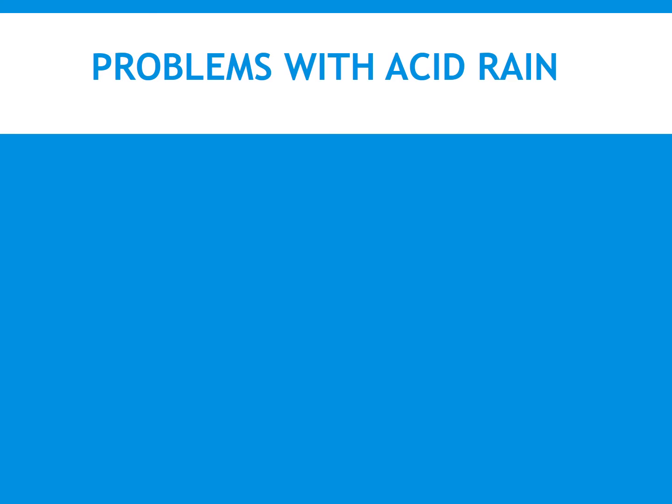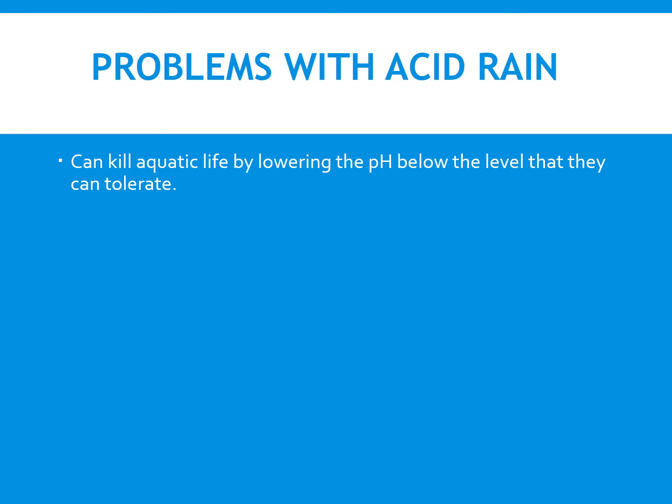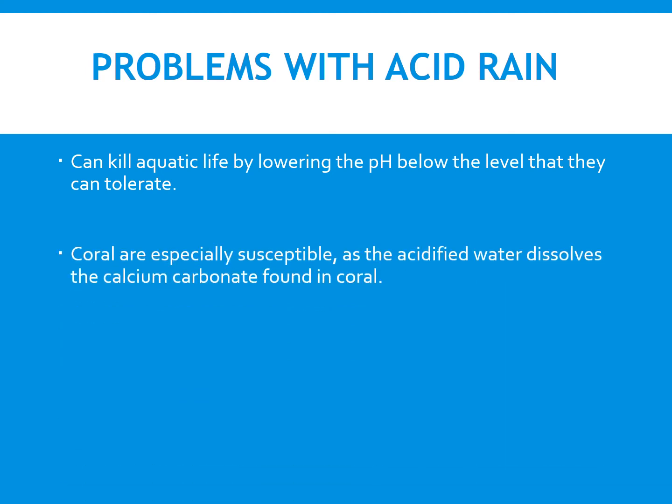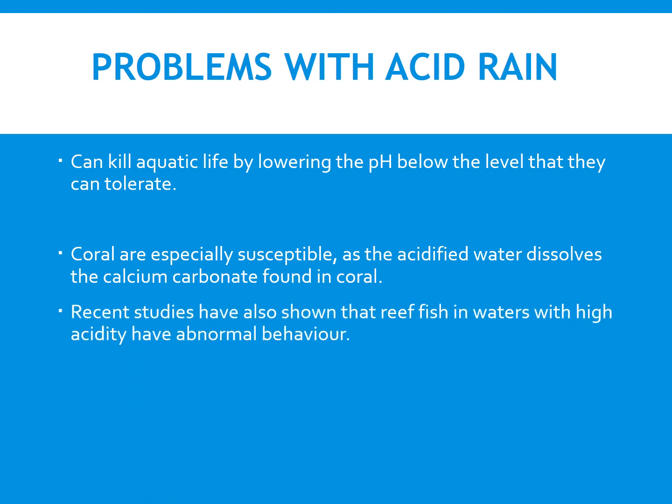In your booklets, you have to provide 3 problems associated with acid rain. One of these is that aquatic life can be killed as they are not tolerant of acidic environments. It destroys their ability in their gills to take up oxygen and they suffocate. Corals are also particularly sensitive to acidic waters as it dissolves calcium carbonate found in coral reefs. Recent studies have shown that it can also change the behavior of reef fishes as they are unable to smell their predators and so take more risks to venture out of a safe hiding place.